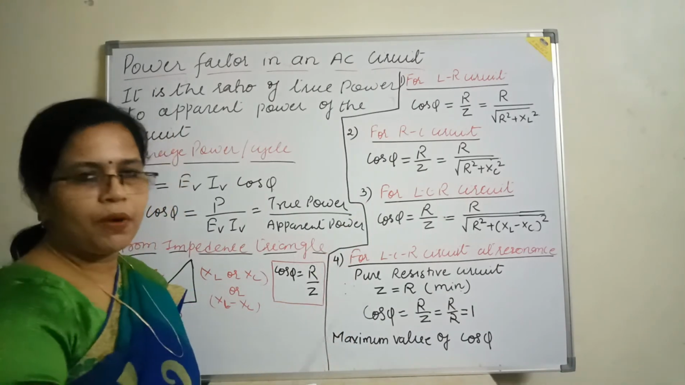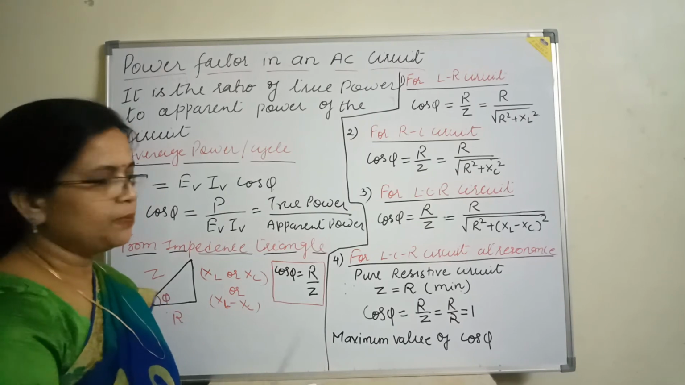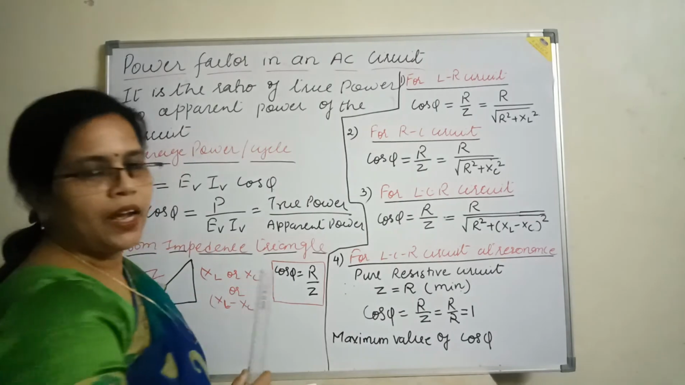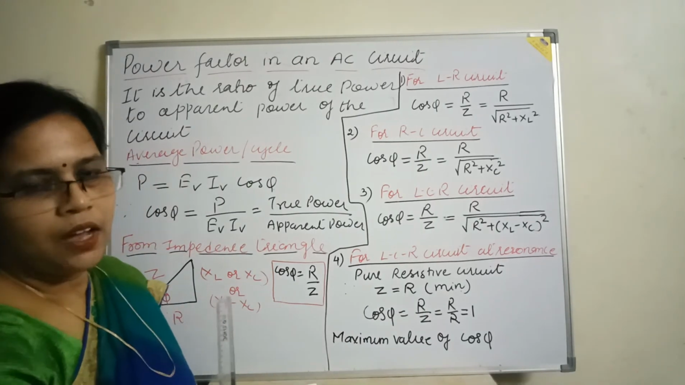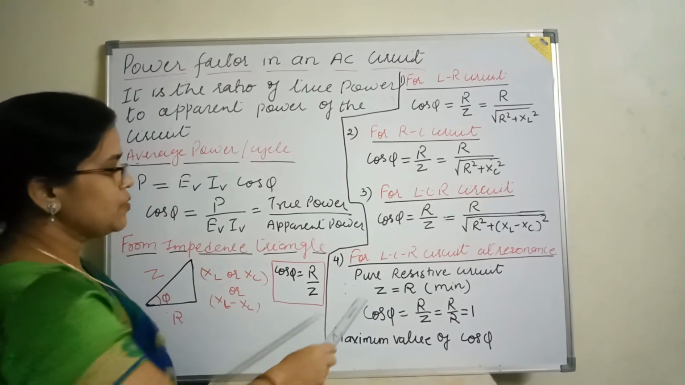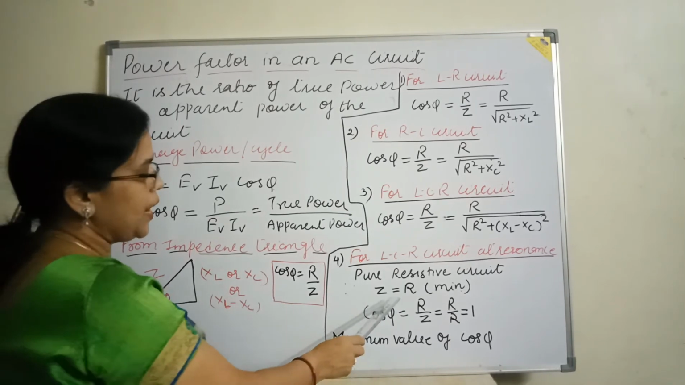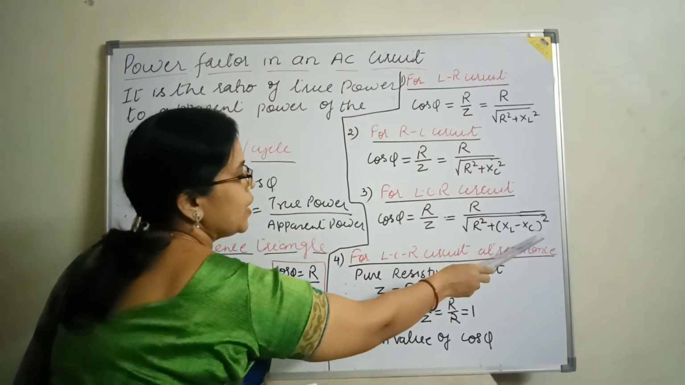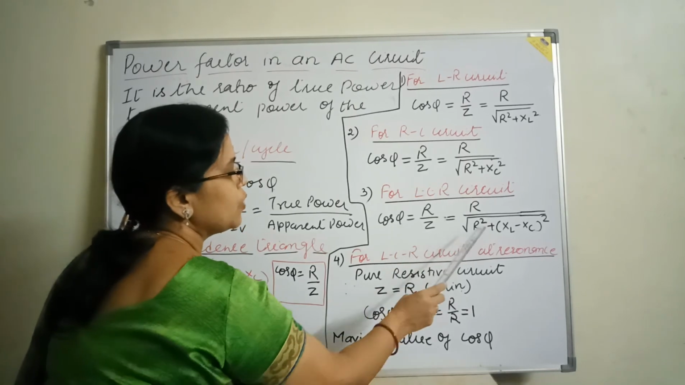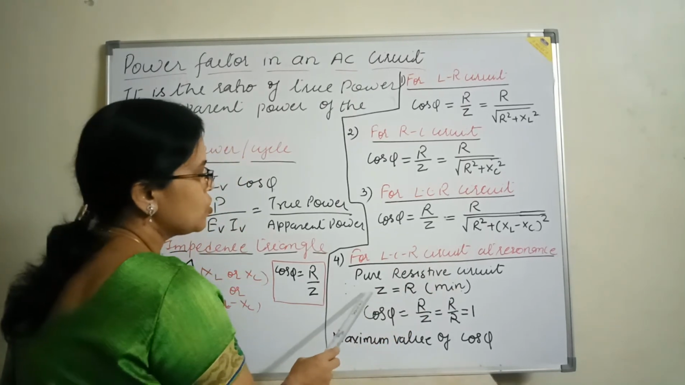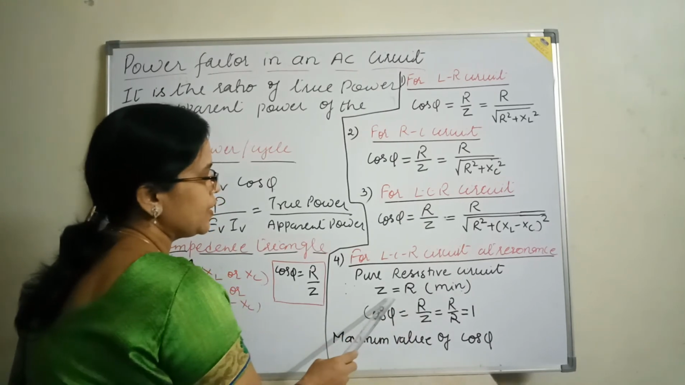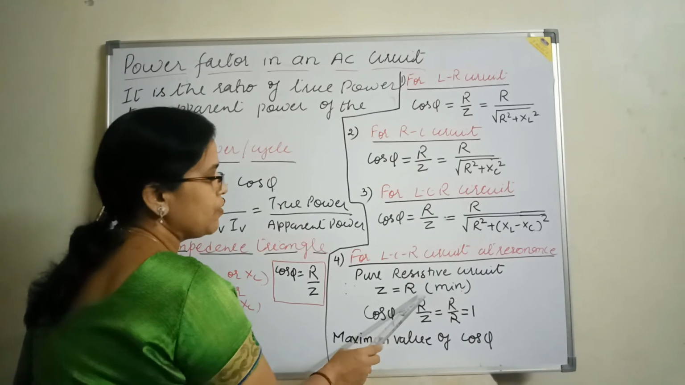Now we have read about the condition at resonance. For the LCR circuit at resonance, we know that X_L is equal to X_C, and the circuit behaves as a purely resistive circuit. When X_L is equal to X_C, this expression becomes 0. So Z will be equal to what? Z will be equal to under root of R square, which means Z is equal to R. So at resonance the circuit behaves just like a purely resistive circuit, and the impedance will be minimum, equal to R.